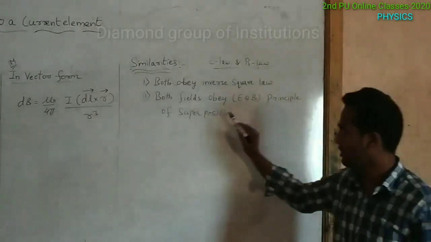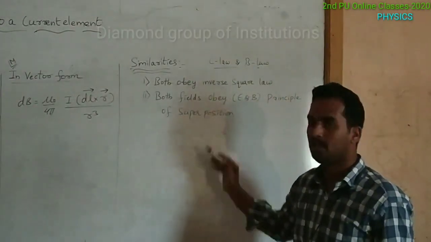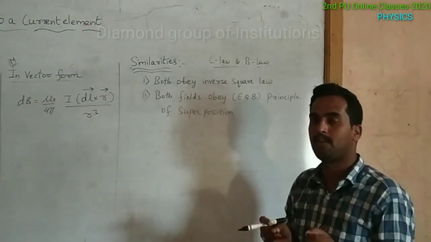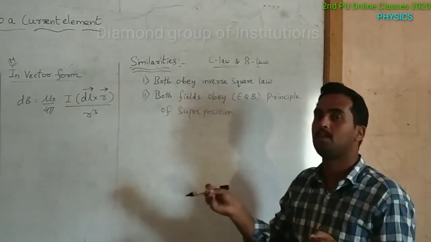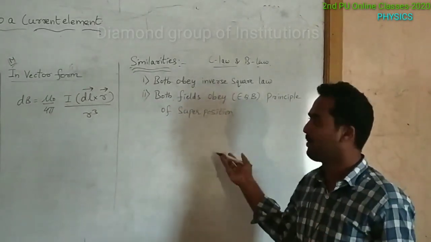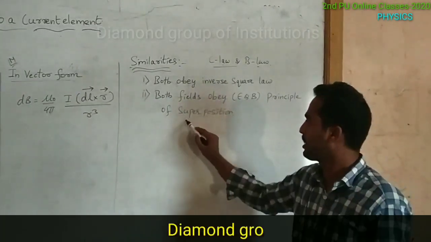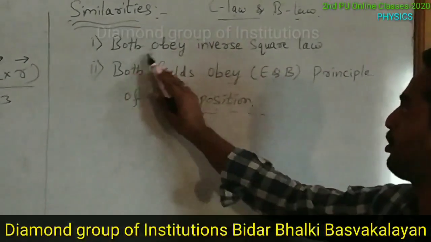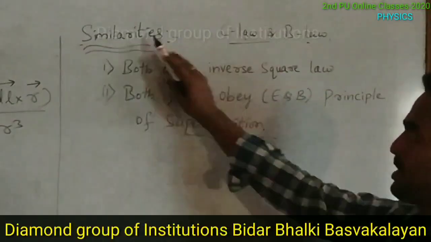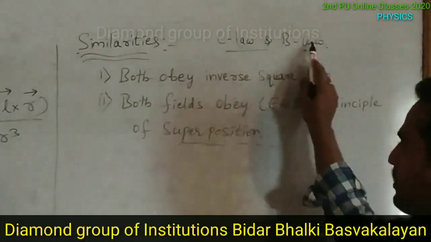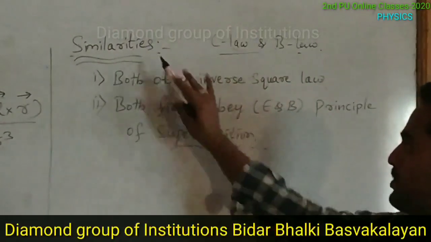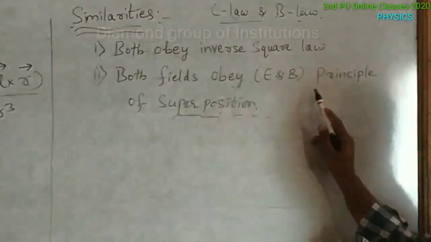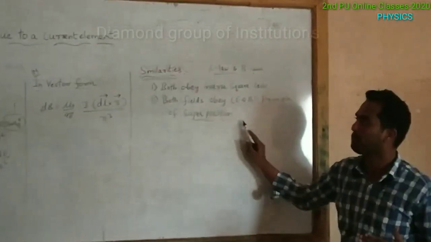What does the principle of superposition say? That the total electric field is equal to the sum of the individual electric fields. Like that we already studied in first chapter. So that is called principle of superposition. See once again, both obey inverse square law. That is the first similarity between Coulomb's law as well as Biot-Savart's law. And second similarity is that both fields, electric as well as magnetic fields, obey the principle of superposition.